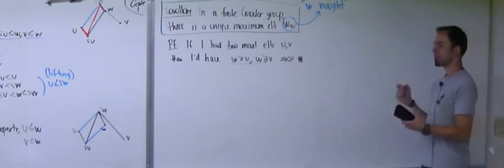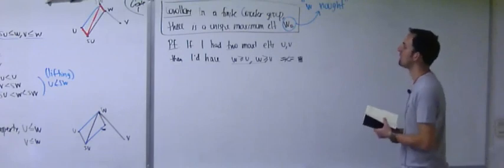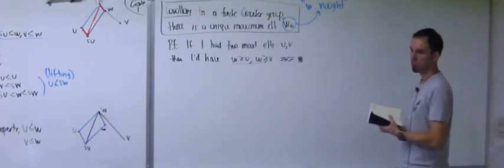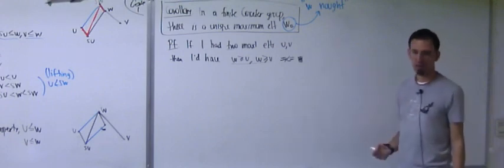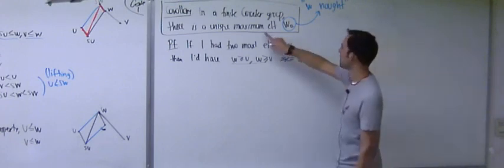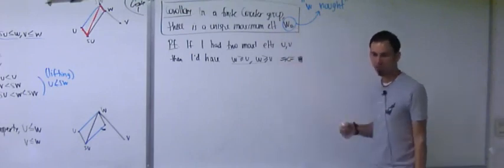So let's try to make this concrete in the example that we know very well. The symmetric group. So according to this, the symmetric group Sn is finite, and therefore it has to have a unique maximum element. So what is the unique maximum element of the symmetric group?